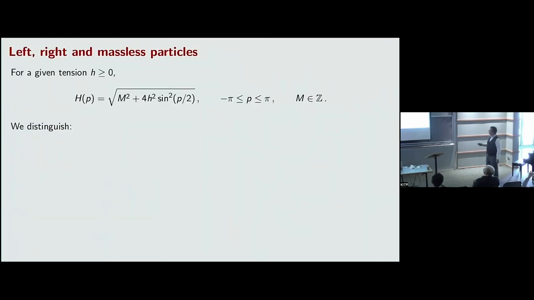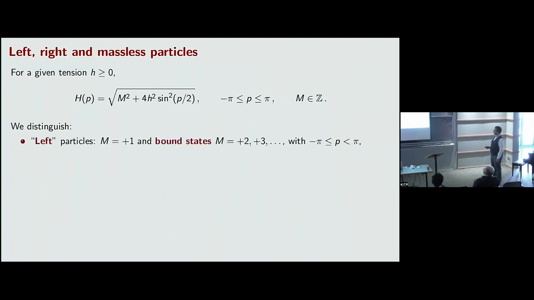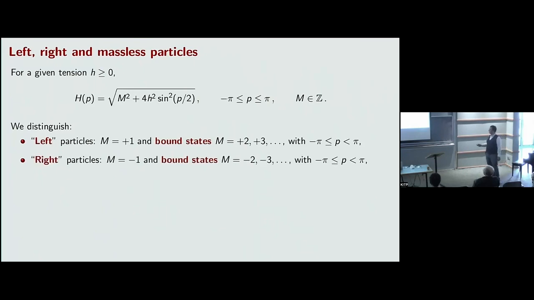For any string tension, we take p between minus pi and pi, because there is a periodicity here. And then we label things depending on what m is. So I will call left the particles that have m equals plus 1, and their bound states that have m equals plus 2, plus 3, plus 4, and so on. These are really bound states in the sense of the worldsheet S-matrix. One with one will give you two, and so on. I will call right the ones with m equals minus 1 and the bound states minus 2, minus 3, minus 4.